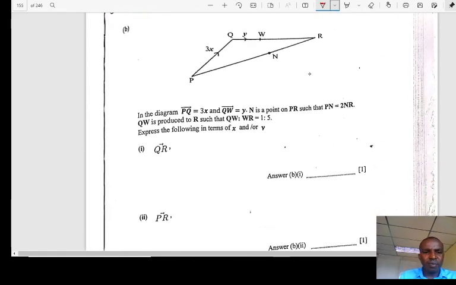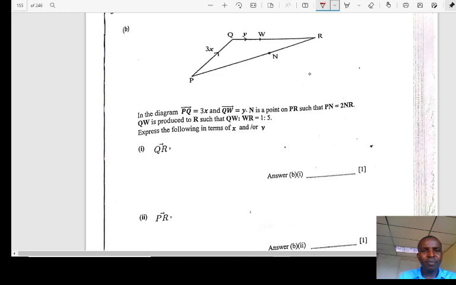Right, these are vectors. In the diagram, PQ is equal to 3x, QW is equal to y, N is the point on PR such that PN is equal to NR, you can see on the screen. Then express the following vectors in terms of x and y. In terms of x and y, they can be x only or y only or both x and y in your answer. Please take note of that.